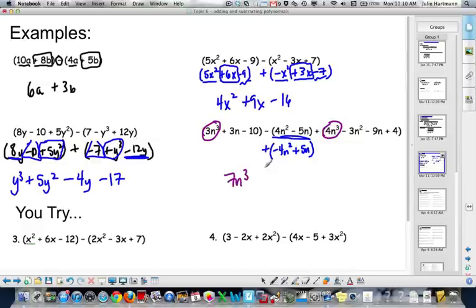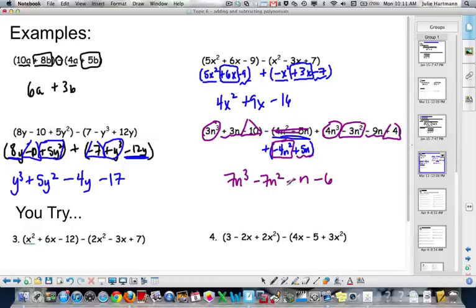And then n squared would be next. So negative 4n squared minus 3n squared is negative 7n squared. I just cross that out to make sure I don't try to count something twice. Then I have 3n plus 5n is 8n minus 9n is negative 1n. And then I have negative 10 plus 4 is negative 6. And then I just go through and make sure I touched everything, and I did. So that would be your answer.